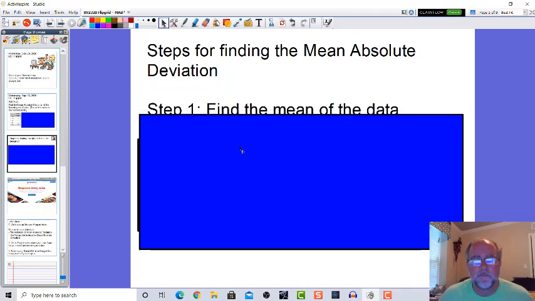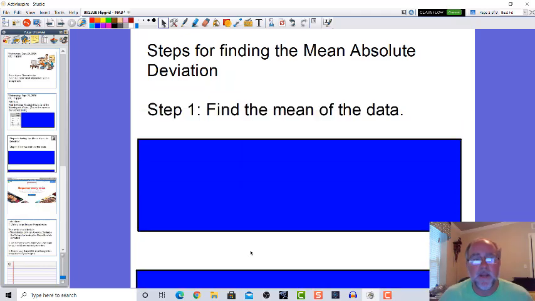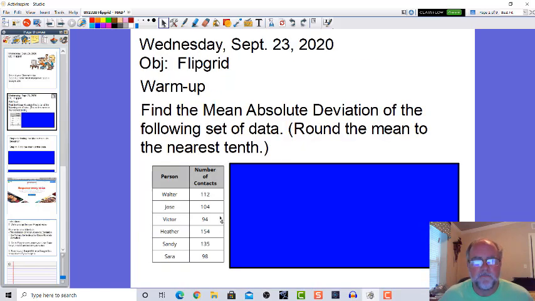First thing we have to do is find the mean of your data. So how do I do that? Well, you come back to your data, and we're going to take each one of these numbers and add them together. Once we add them together, we're then going to divide that amount by, in this case, 6, because there are 6 data points.